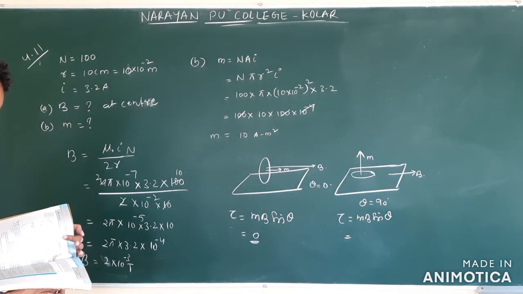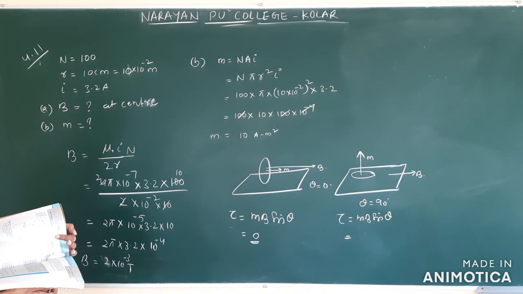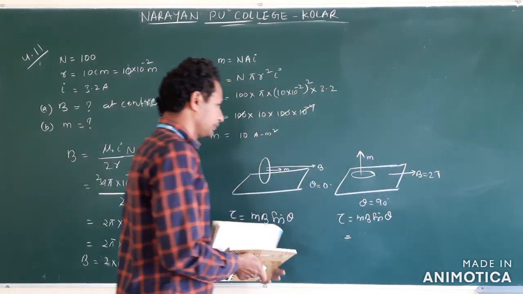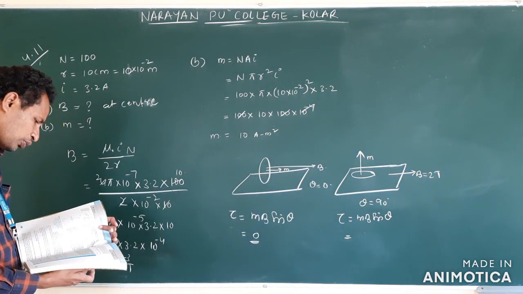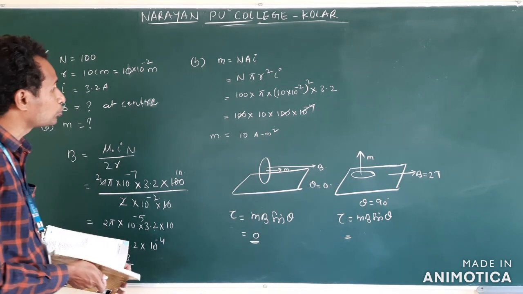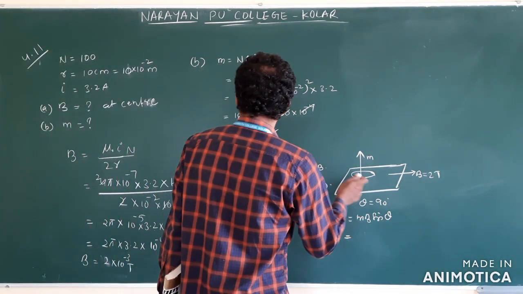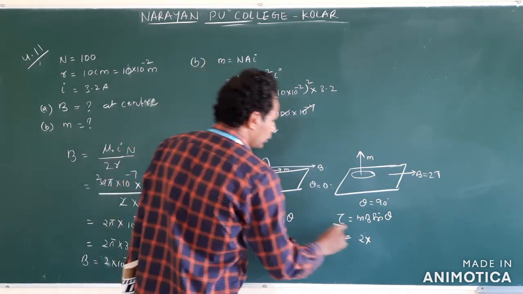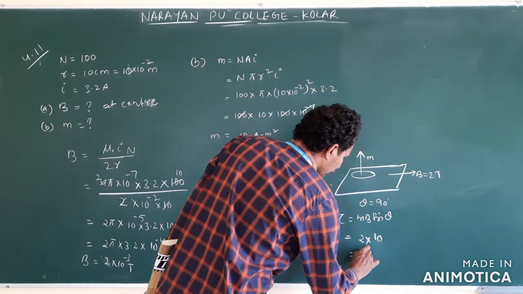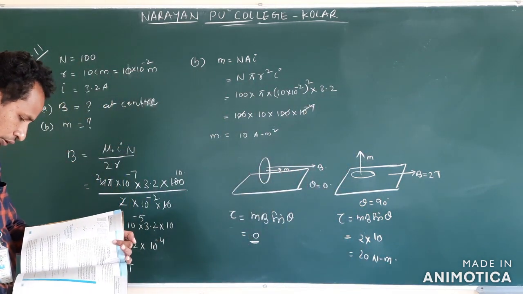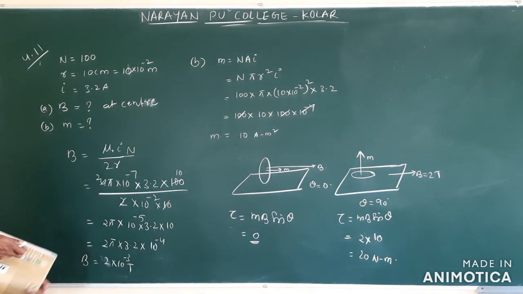Already they have given in this case 2 Tesla in that question. Magnetic field B is how many Teslas? 2 Tesla. And m, did they mention? We already calculated, take m as it is. What is the m value? 10. Now this is 2 into 10 into sin 90, which is 20 Newton meter. Clear? Yes, 20 Newton meter.